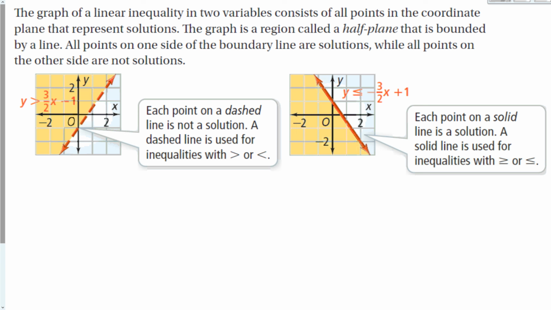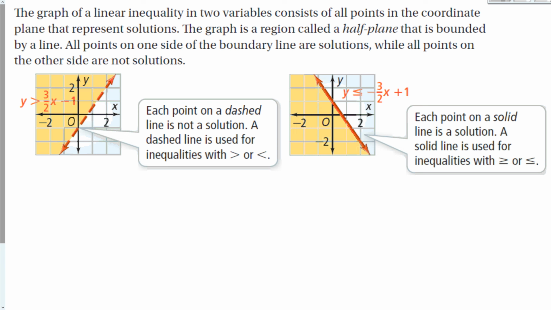So let's talk about what being a solution means and how to graph these linear inequalities. The graph of a linear inequality in two variables consists of all points in the coordinate plane that represent solutions. The graph of a region is called a half-plane that is bounded by a line. All points on one side of the boundary line are solutions, while all points on the other side of the boundary line are not solutions.